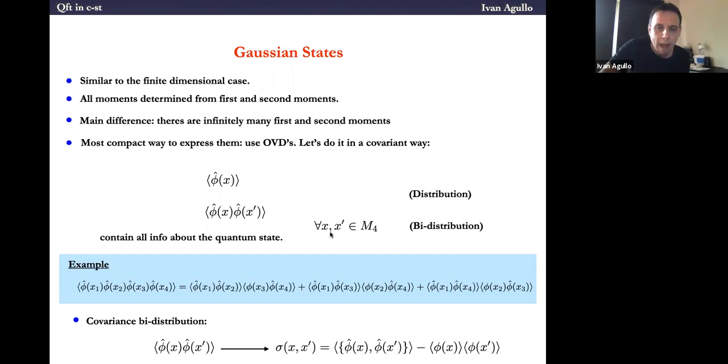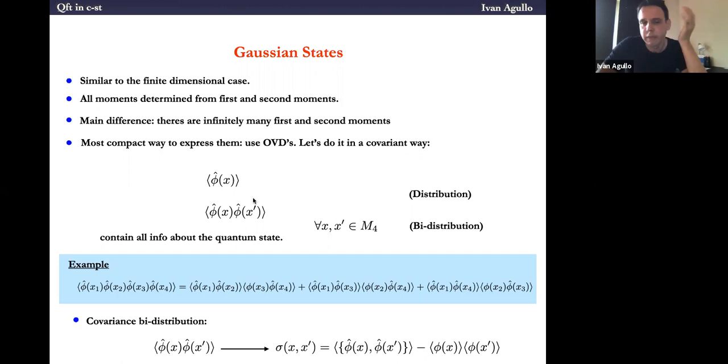The second moments, the same. But remember, they are distributions. So this is just, again, the second moments of the quantum Gaussian state. And there is a lot of confusion when you read papers about this because people treat this as a function. And as a function, this blows up whenever x and x prime coincide. There is a divergence. But this is not a function. This is perfectly well-defined as a bi-distribution. So if you smear x and x prime, this is perfectly fine.